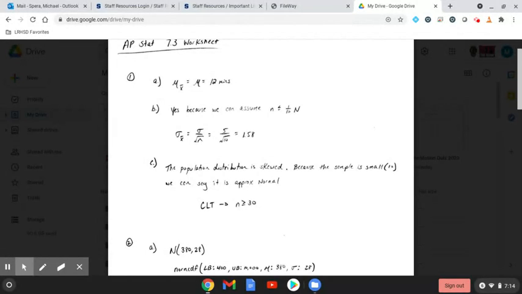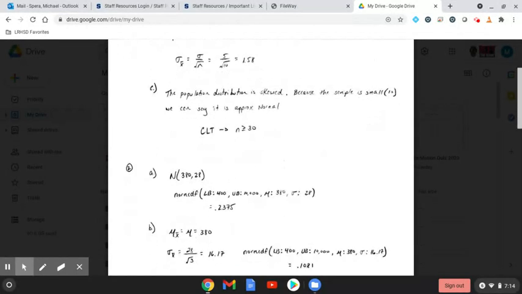Whoops, sorry. As I'm reading this to you, I noticed a little typo in my work here. Because the sample is small, we cannot say it is approximately normal. Sorry, guys. We cannot say. All right, so that's a little mistake there. Even though the population distribution was skewed to the right, that doesn't mean our sampling distribution would be. Again, if the sample size was larger, it would be approximately normal.